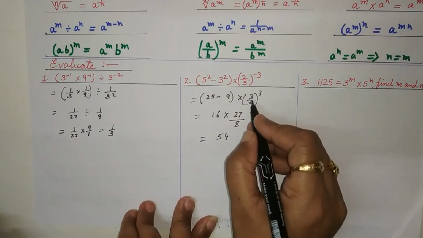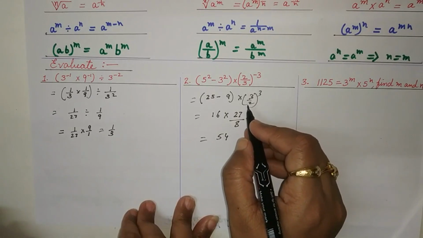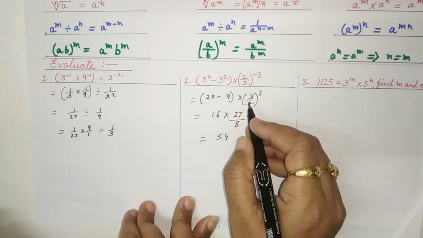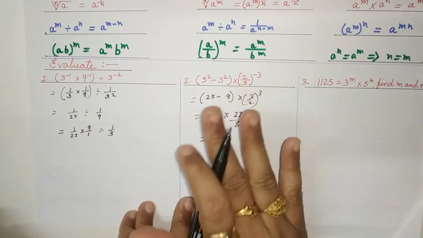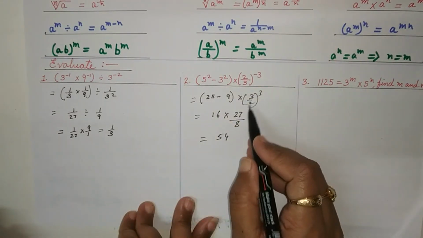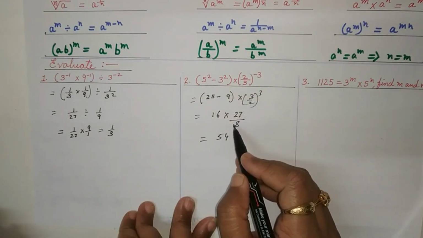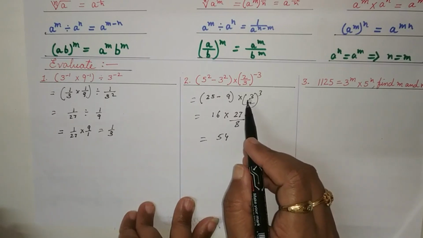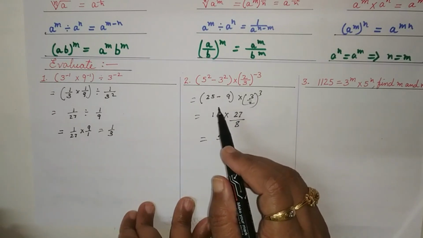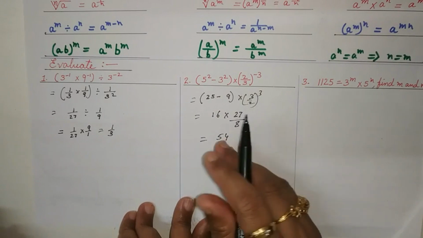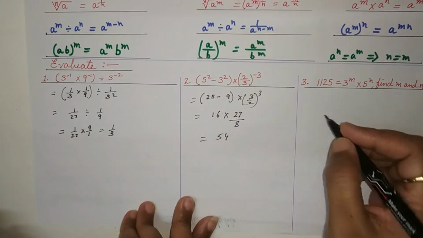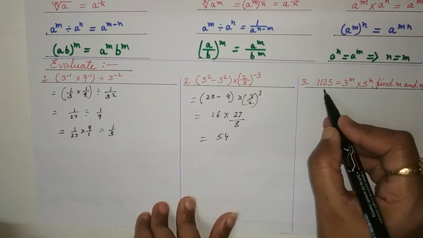Now cubes and squares of the first 10 numbers or the first 20 numbers should be learned so that you don't waste time writing the values. All the squares and the cubes of the first 20 natural numbers, children, please learn it. Okay, now this is a question.